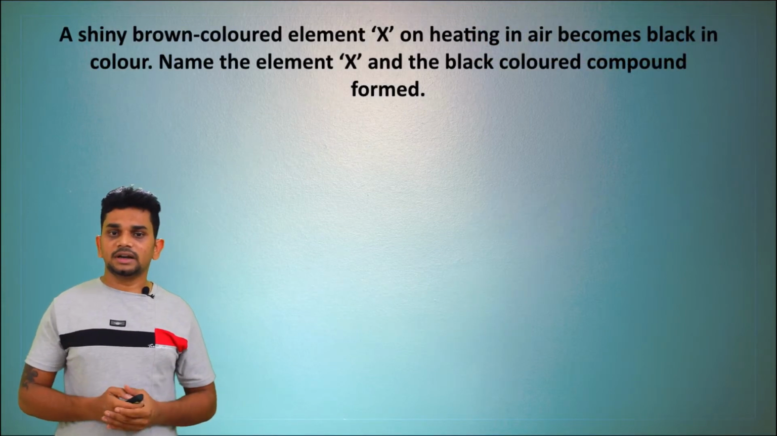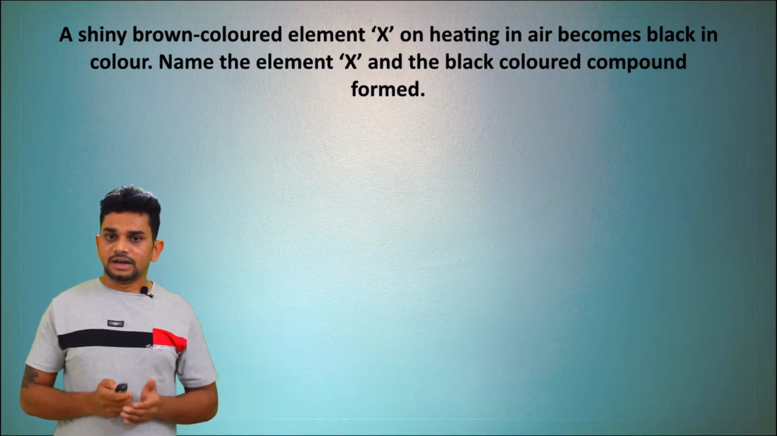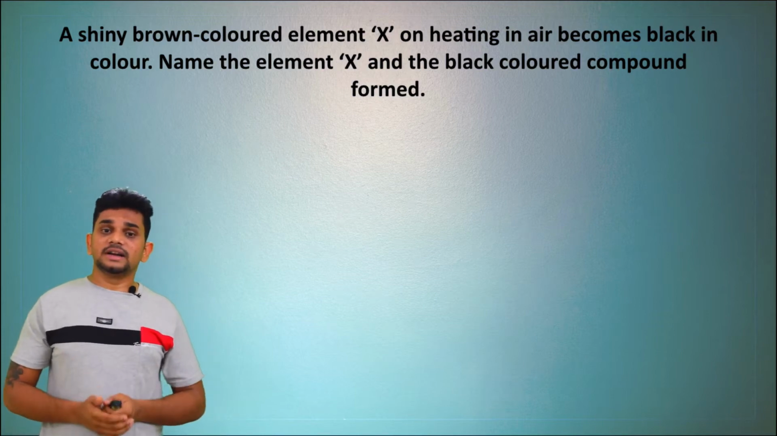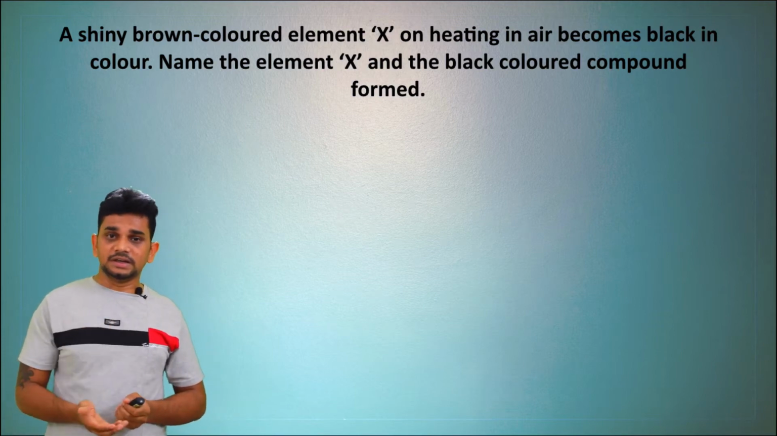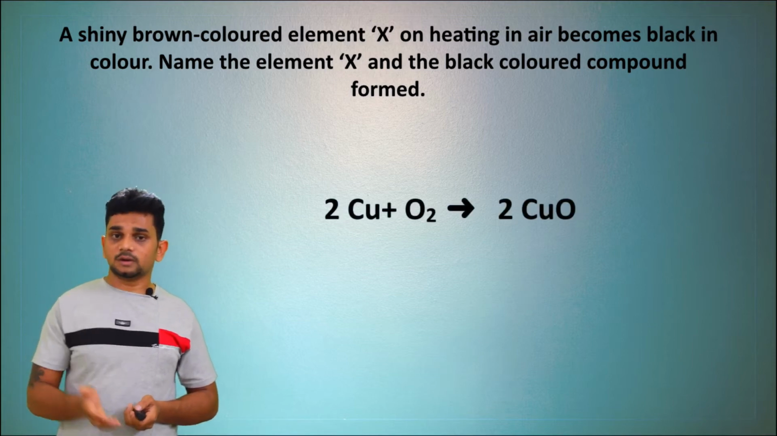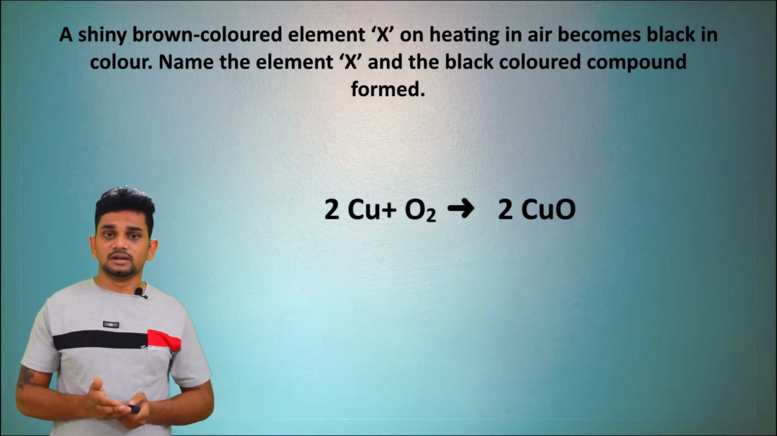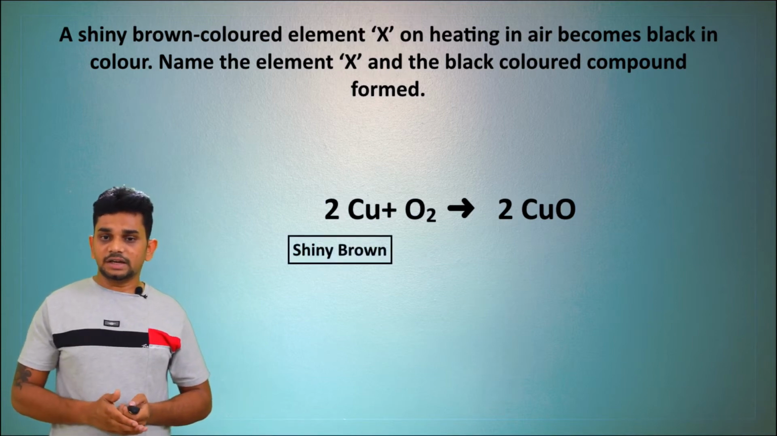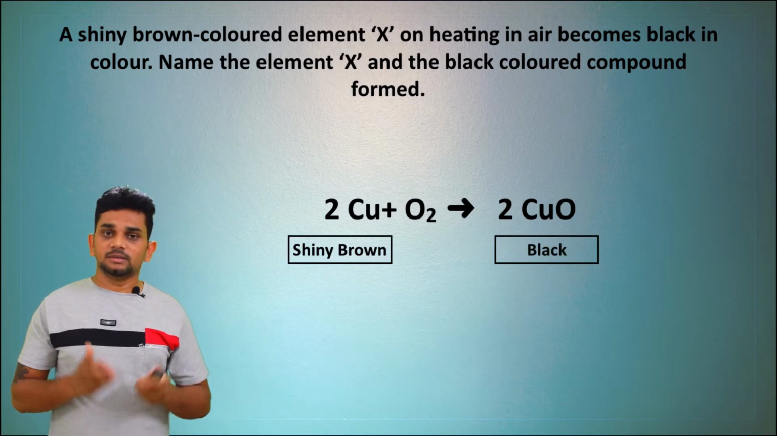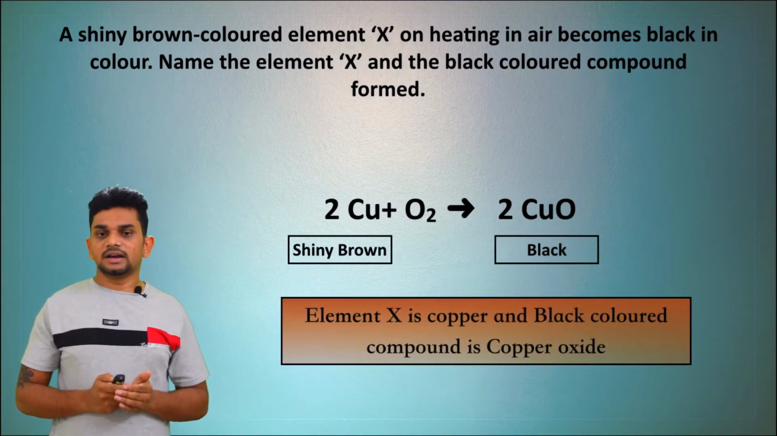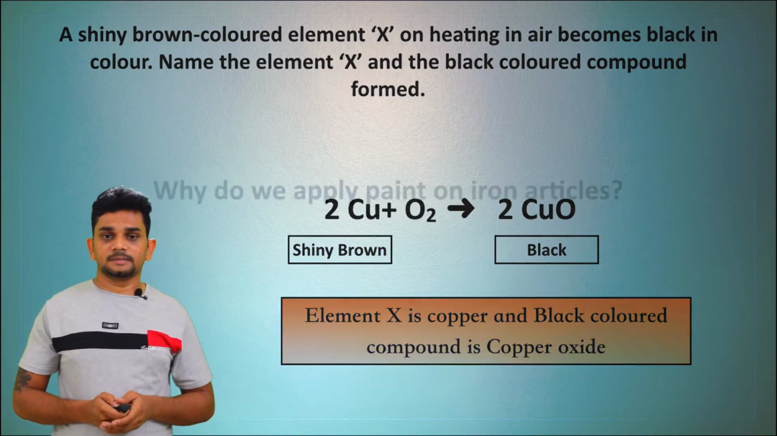A shiny brown colored element X on heating in air becomes black in color. Name the element X and the black colored compound formed. There is a shiny brown colored element X. When we are heating it, it changes into black. The element is copper. When we heat copper in the presence of oxygen, it will change into copper oxide. Copper is shiny brown in color and copper oxide is black in color. Element X is copper and the black colored compound is copper oxide.